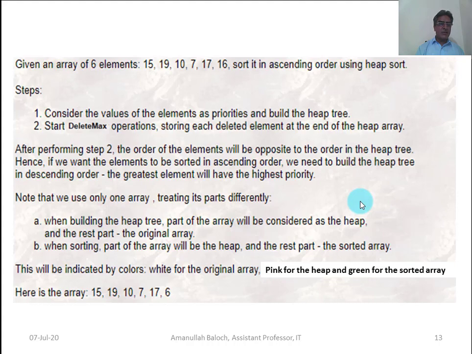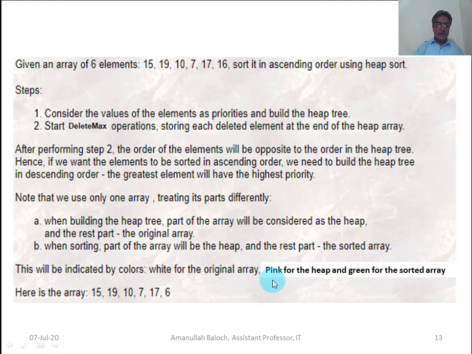We have discussed that when we reduce the heap size, it means we have deleted the last element from the heap. Heap size reduced from 6 to 5. It means the element at location 6 has been deleted, and it has become part of the array, not part of the heap.